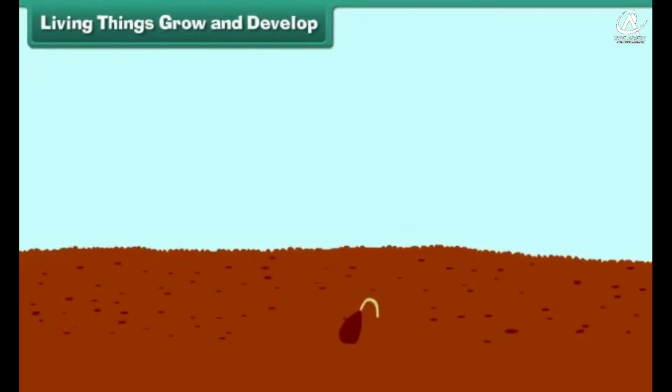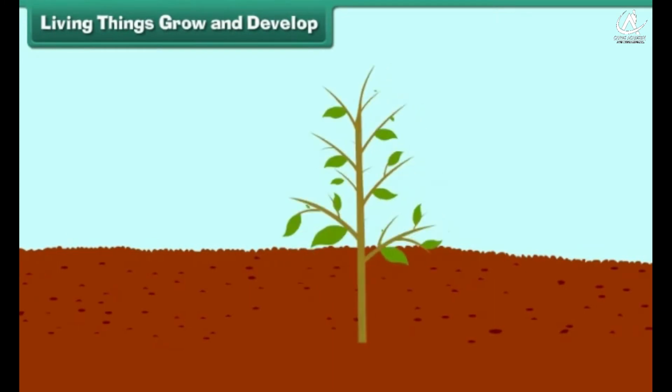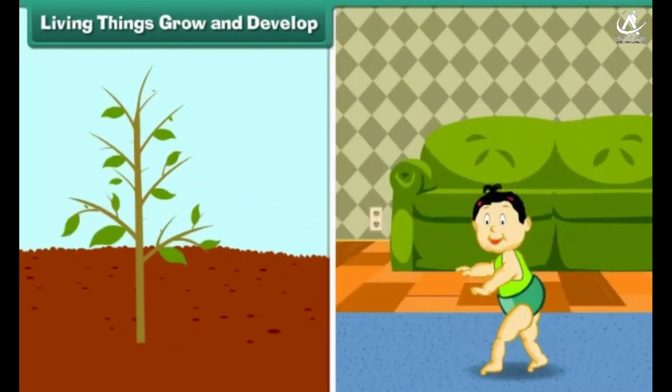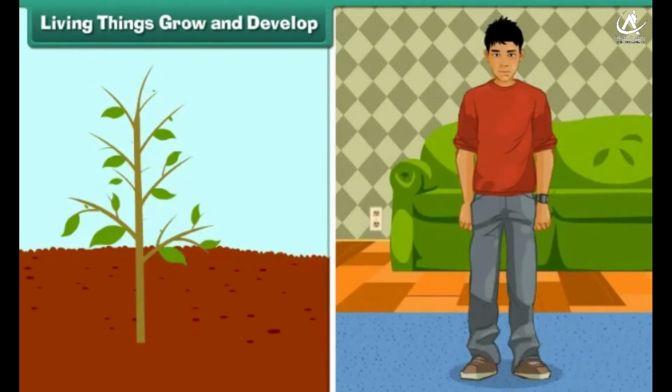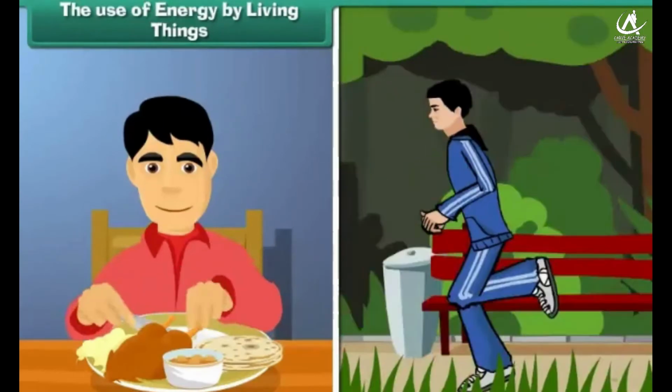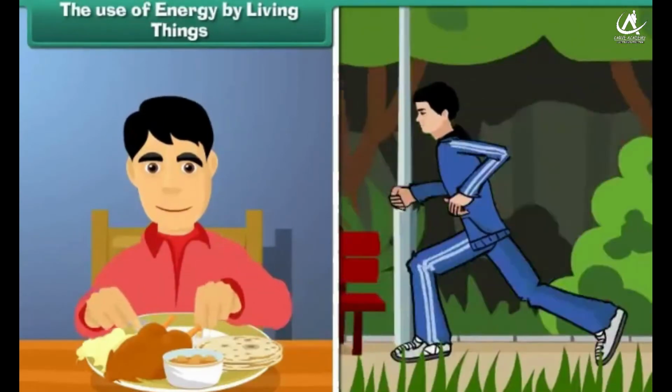Living things grow and develop. All organisms grow and develop. Growth results in an increase in size, weight, and synthesis of new protoplasm. In animals, growth is limited to a certain age, while plants grow all their life. The use of energy by living things.